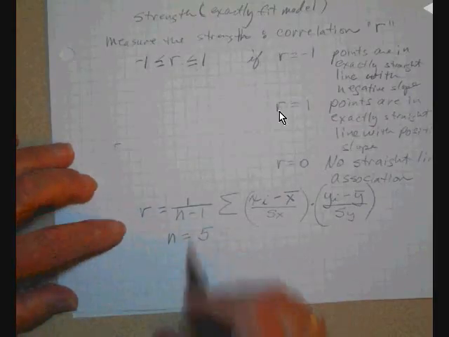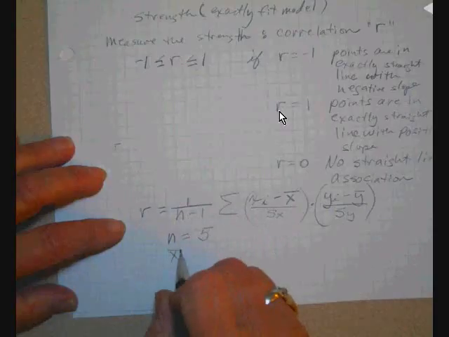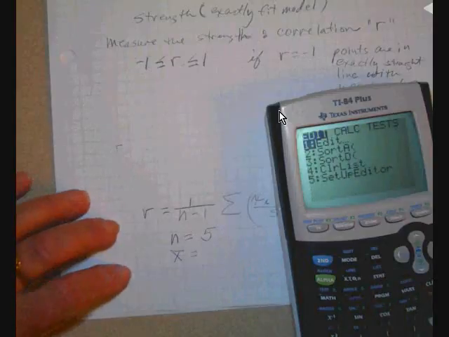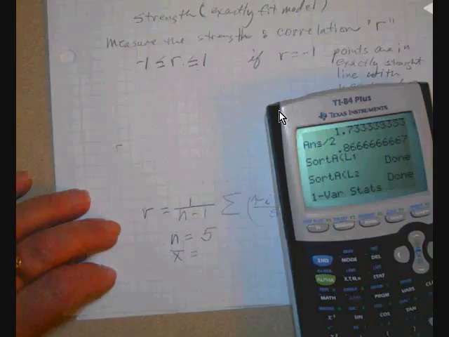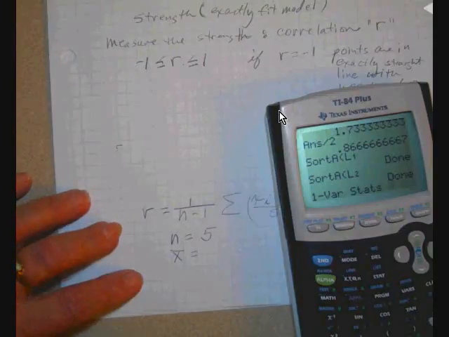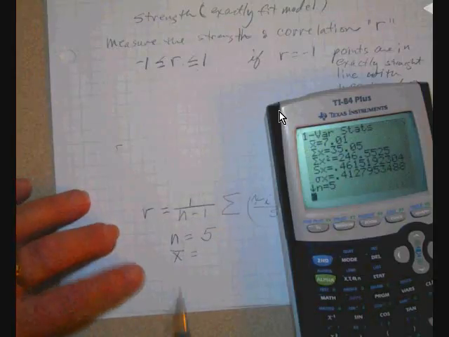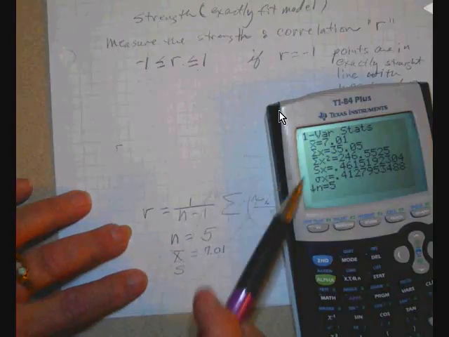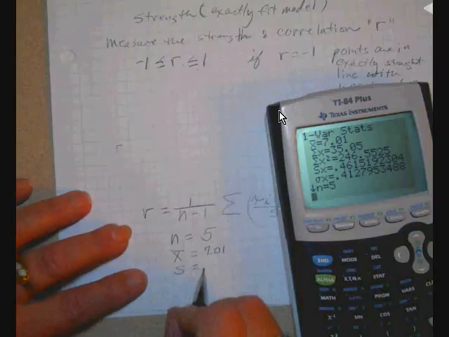Okay? And I need to know the mean of my X list. How do I go to find that? 1 var stats. So stat, calc, 1 var stats, and I need my X list. That was list 1. That's the default, but you can put it in if you want. And that gives me a mean of 7.01. And I also need the standard deviation, and we'll use the sample standard deviation of 0.46.